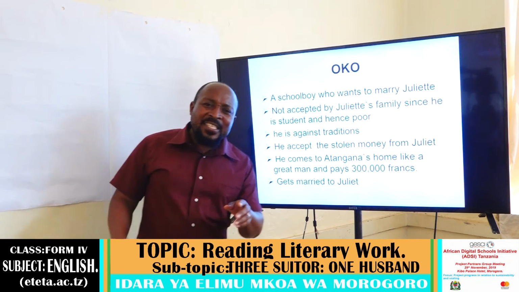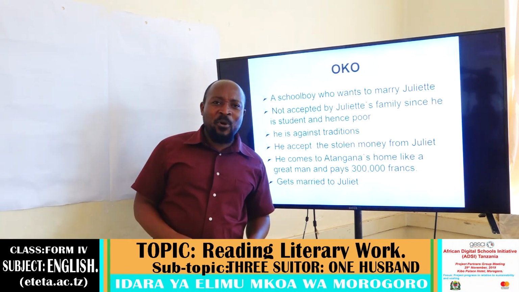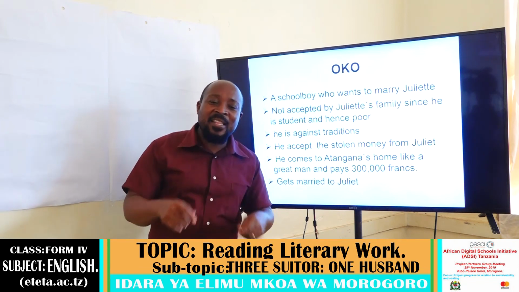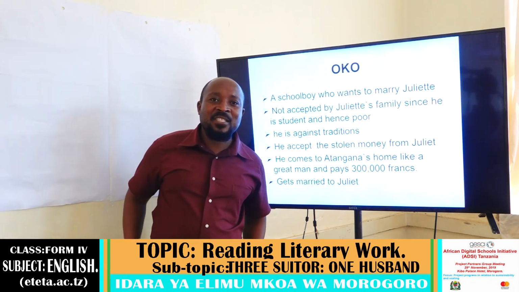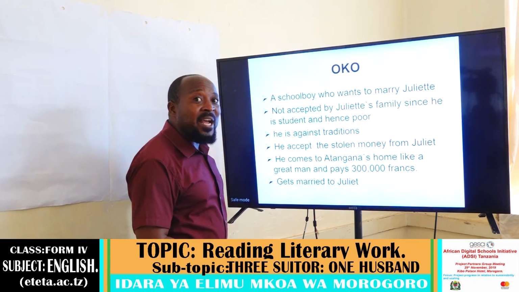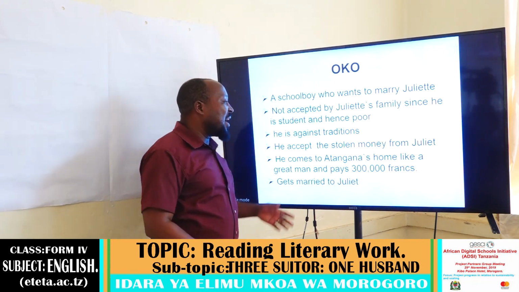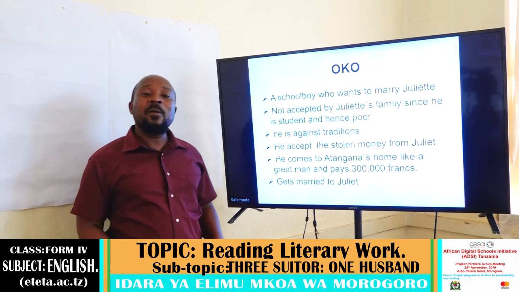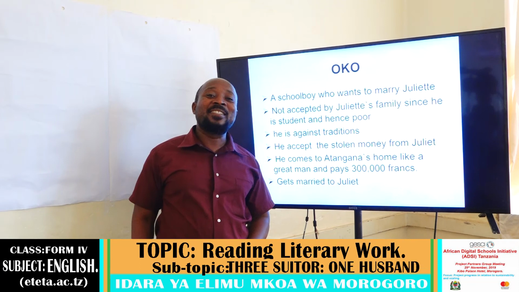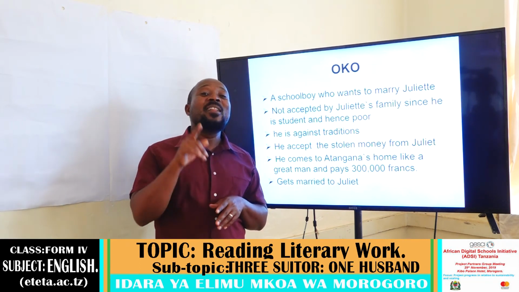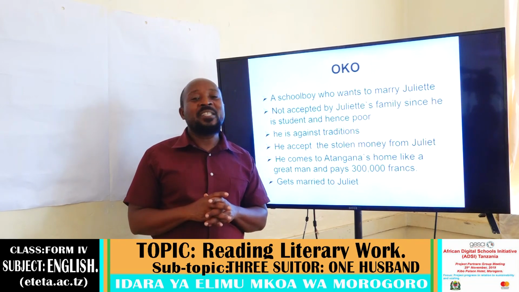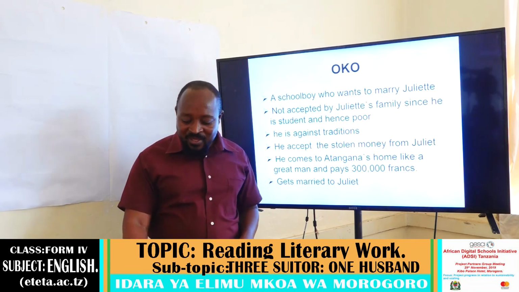In order to show that he is real, not supporting these African traditions, he accepts the stolen money from Atangana's family, and comes back and pays them as a bride price. And of course, at the end, he comes in and pays the 300,000 francs as a bride price, and he gets married to the love of his life, Juliet. That's Oko.